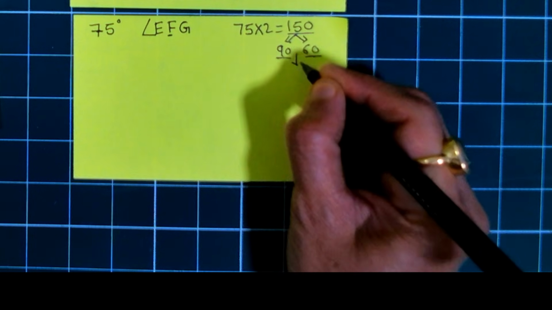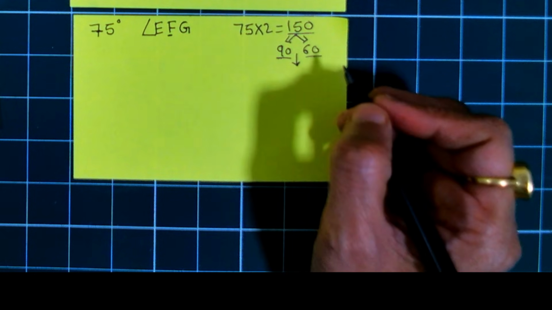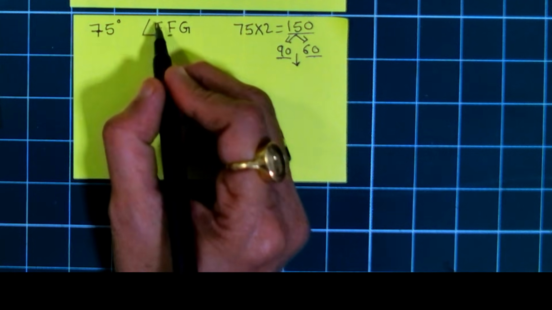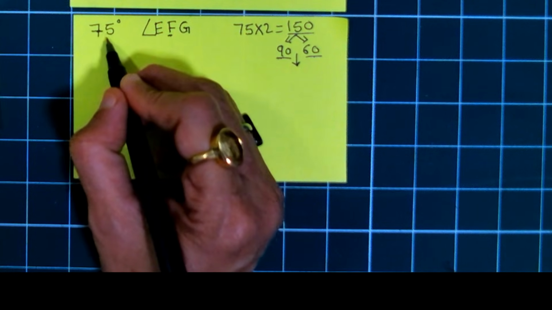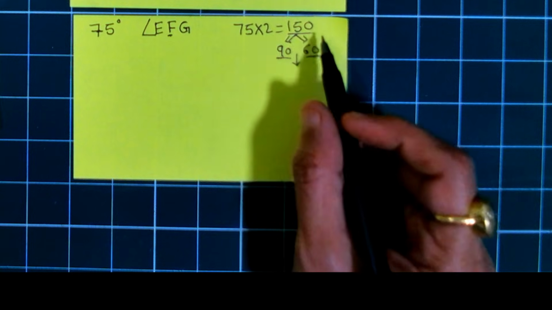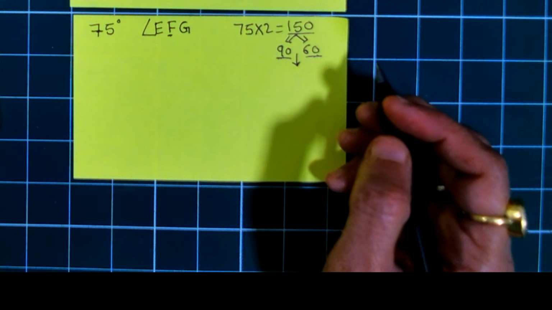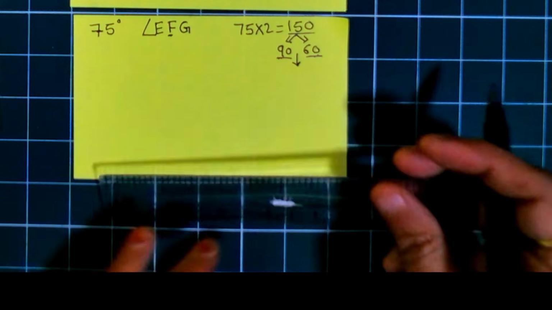So 75 is going to be between 90 and 60. So in the construction of angle EFG, angle F is 75 degrees, where we are going to bisect 60 degrees and 90 degrees. I hope you understood this trick. So let us start with the construction, and again it will be a repeat telecast for constructing 60 and 90. So without wasting time, fatafat we'll do the construction.